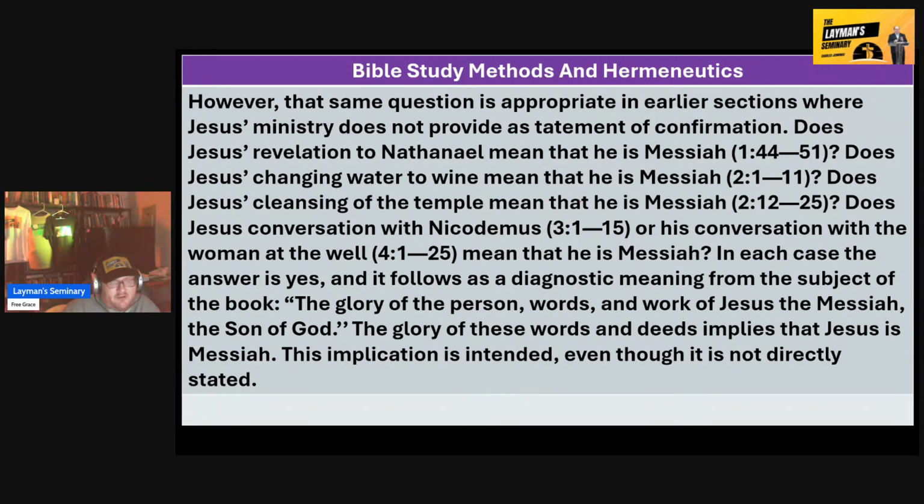The glory of the person, words, and works of Jesus Christ the Messiah, the Son of God. So that's what he's saying the subject of the book is. The glory of these words and deeds implies that Jesus is the Messiah. The implication is intended, even though it's not directly stated.